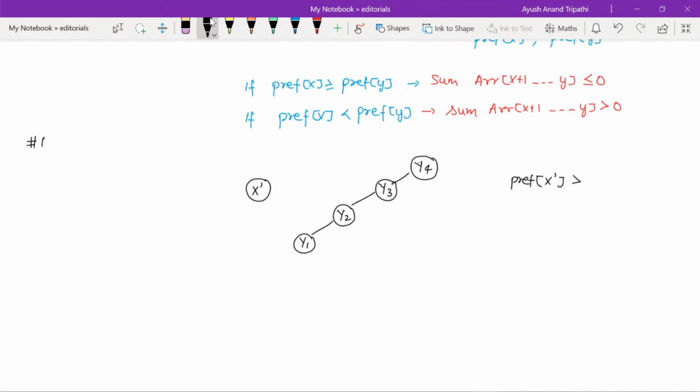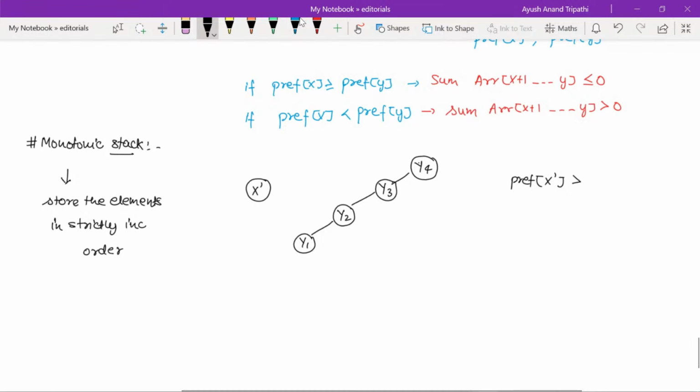So, monotonic stack. We store the elements in strictly increasing order, and we'll tell you why I am storing the elements in strictly increasing order.